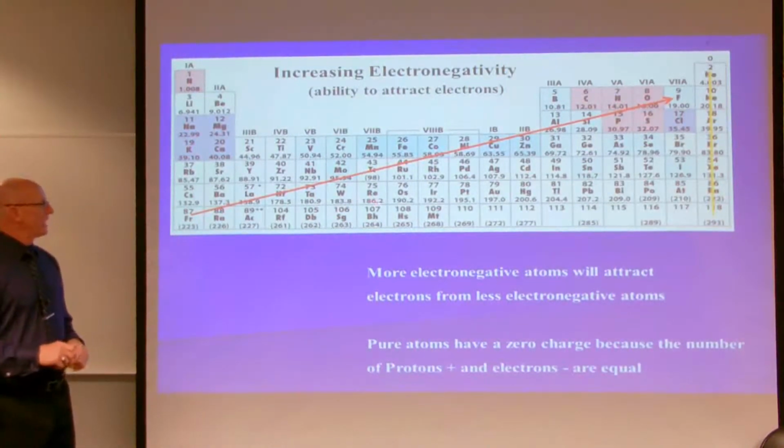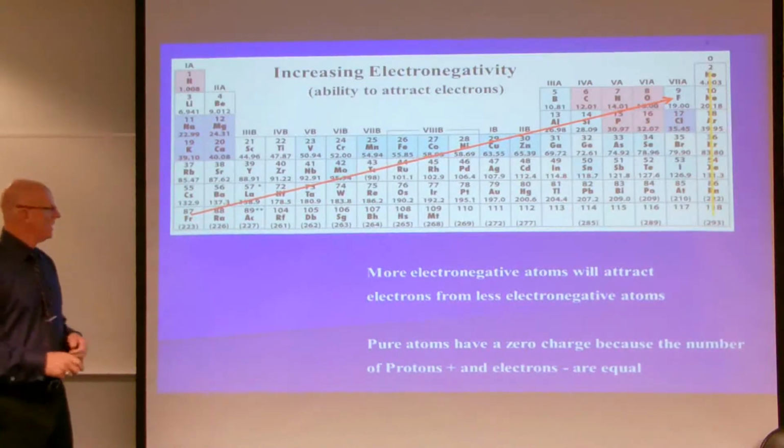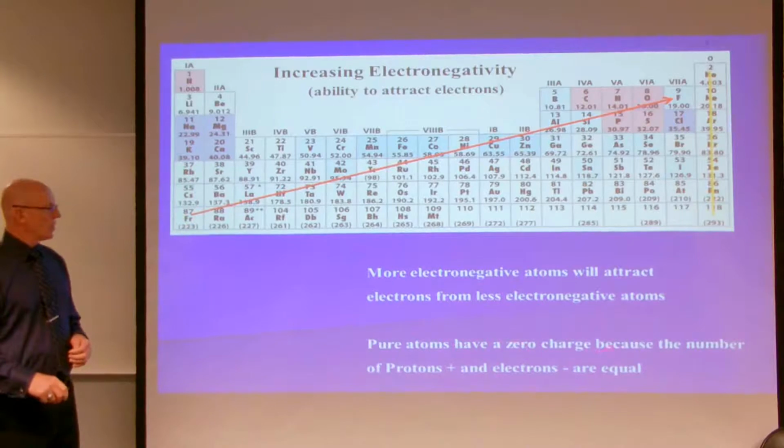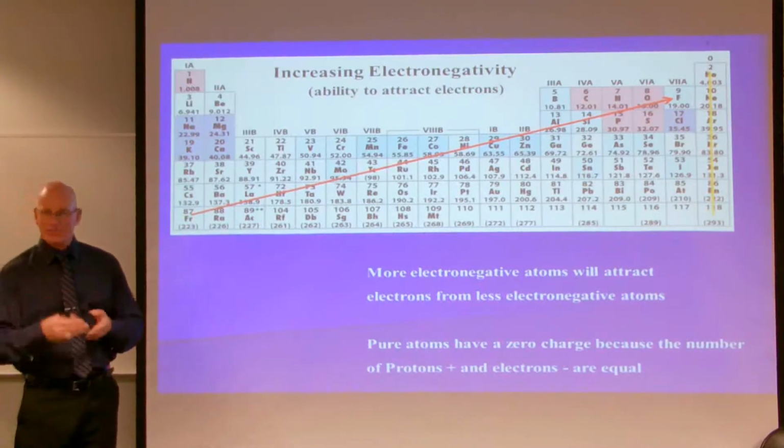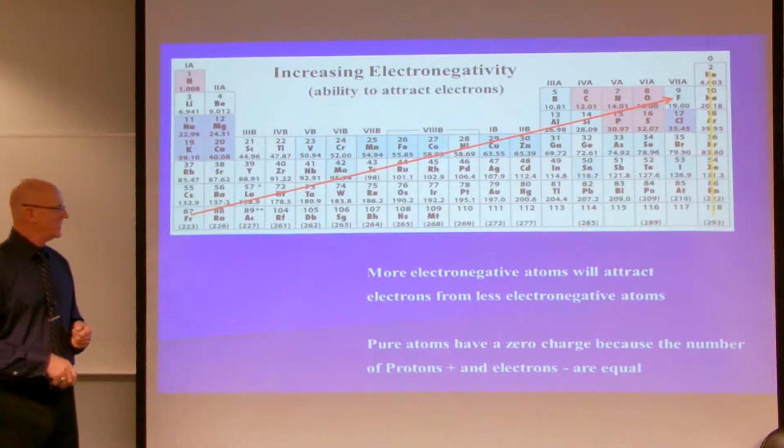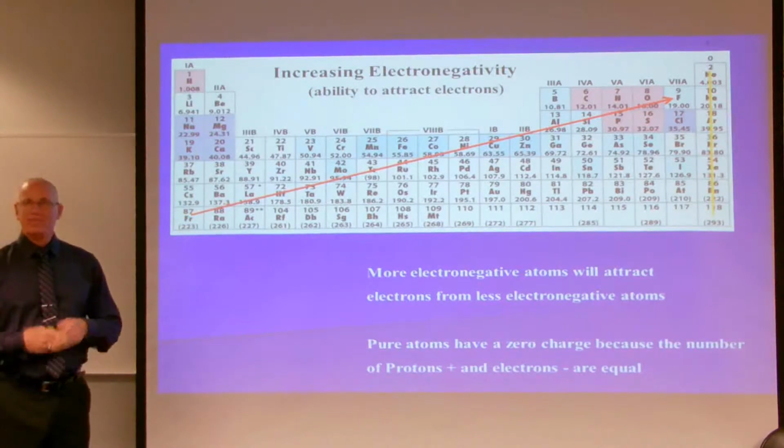Basically, this is the periodic table of elements, and all these elements are in their pure form. These pure atoms have a 0 charge because the number of protons are positive, and the electrons, which are negative, they're equal.